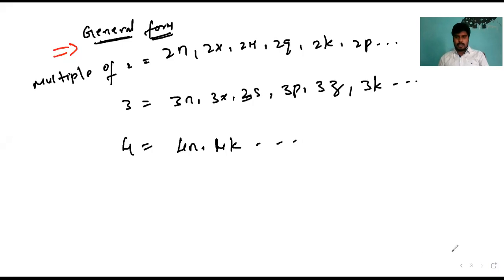So let me tell one more thing. Suppose 2n plus 1. What is the meaning of this 2n plus 1?